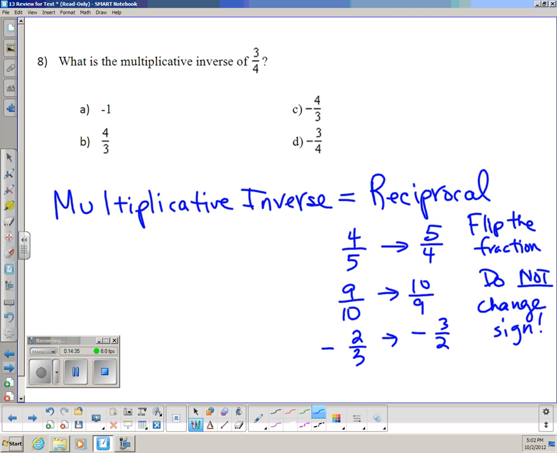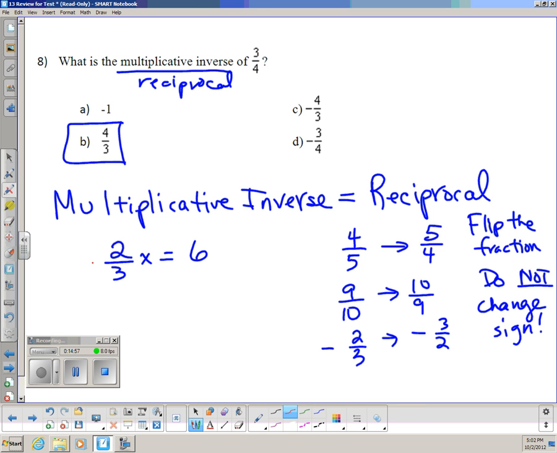So the multiplicative inverse is another word for reciprocal. And I want the reciprocal of 3 over 4. That is 4 over 3. You know the reciprocal, by the way. Let me just say, if you were solving 2 over 3x equals 6, you know to multiply by the reciprocal to solve this, which is 3 over 2.